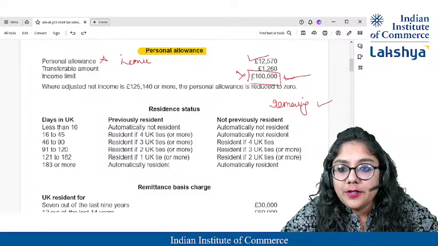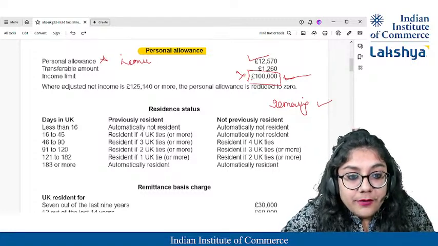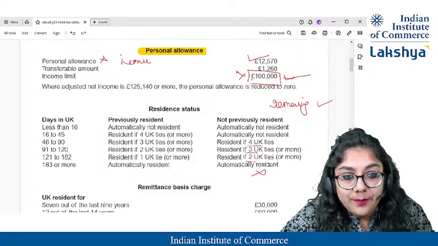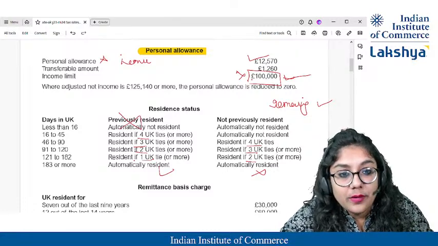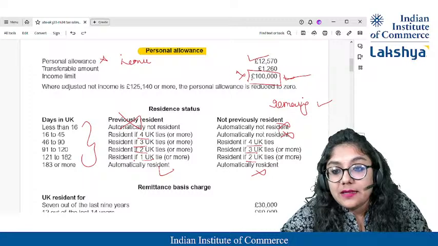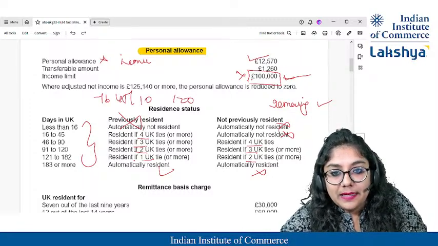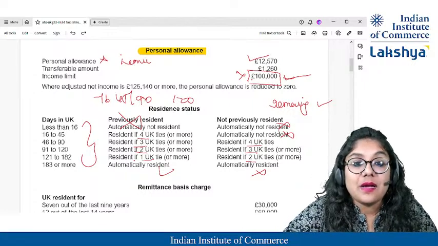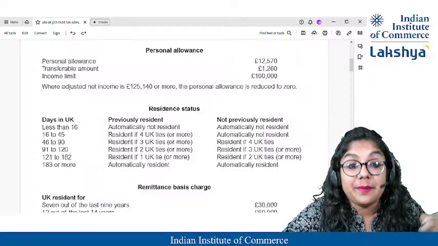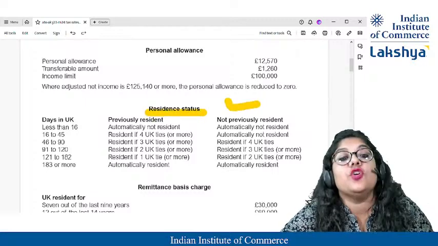Just let me open it. Okay, 4321 is 4 ties, 3 ties, 2, and 1, and automatically. Here no, here 2 times no. The days are 16, 45, 90, 120 and 182 and so on. This is how I make my students remember the dates. But obviously you don't have to remember it because everything will be given in your paper.